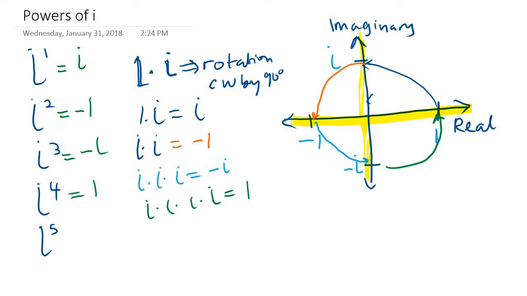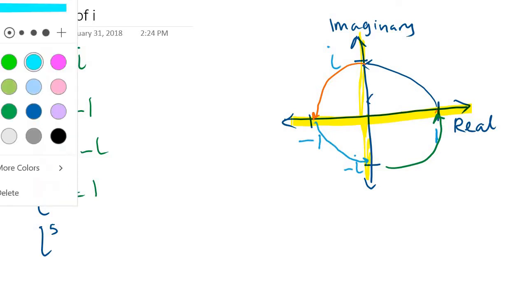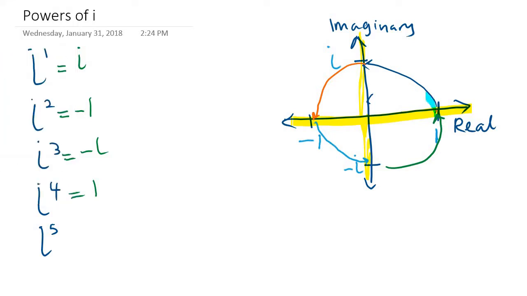Okay, let's remove some of this over here. And then i to the power of 5, I'm starting over again. I go from 1, and I go back to i. So that's back to i.